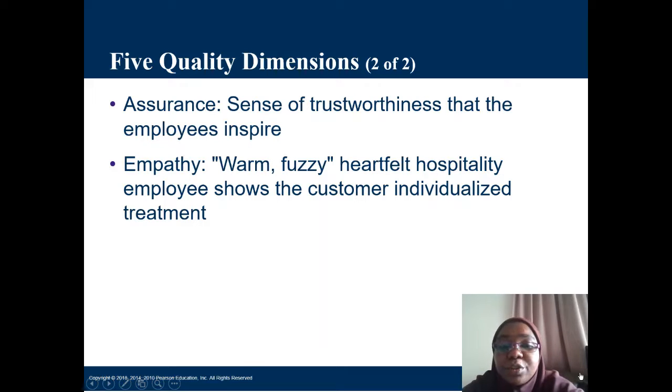Lastly, among the quality dimensions is empathy. Empathy is the warm, fuzzy, and heartfelt hospitality the employees show the customer, individualized treatment. So depending on who you're dealing with, or the environment, or at times the situation. When customers have this impression of empathy, then they tend to rate the service rendering company as having a higher quality.